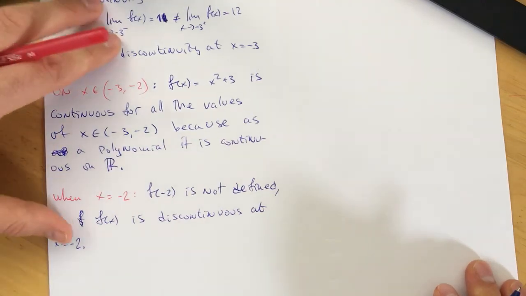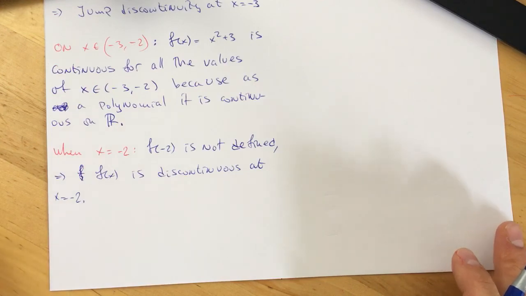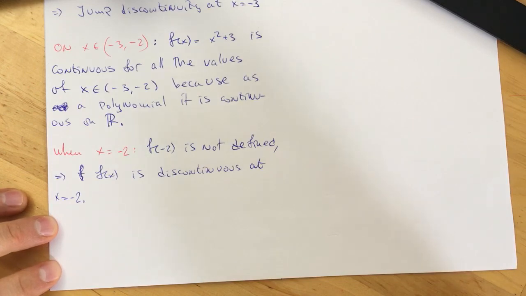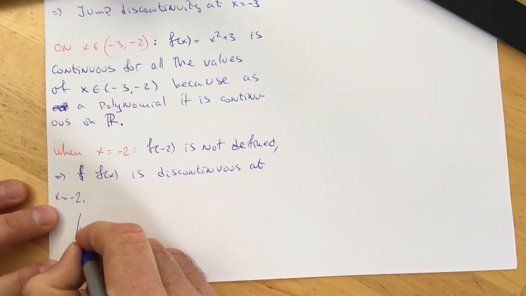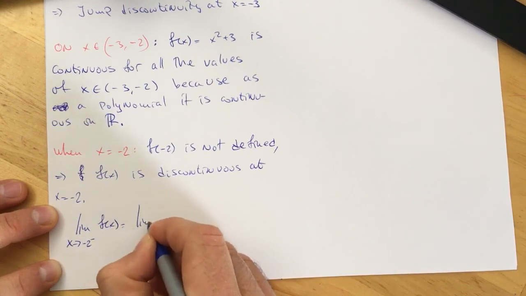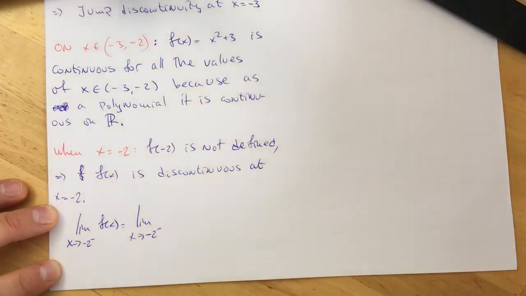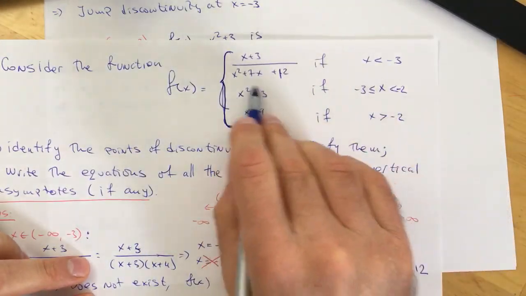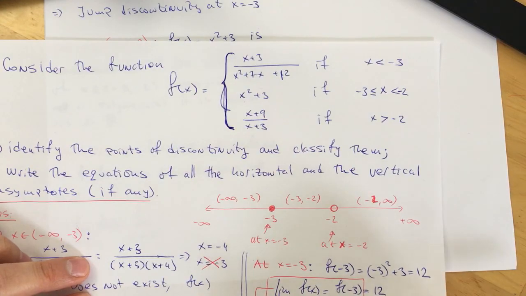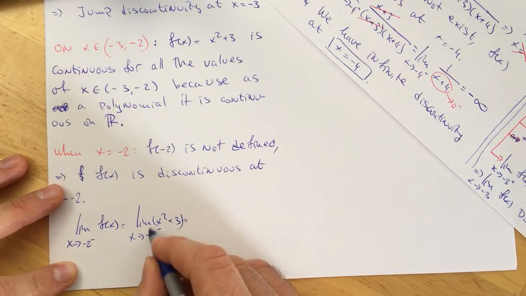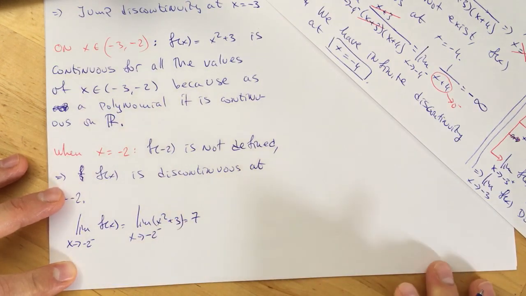Now, the bigger question is what type of discontinuity it is. Okay? So again, in order to answer that, we need to look at the limits, right? So the limit as x approaches negative 2 from the left of f of x: this means for all the values less than negative 2, this is the definition of the function, x squared plus 3. So that's x squared plus 3. By direct substitution, that's 4 plus 3, which is equal to 7.